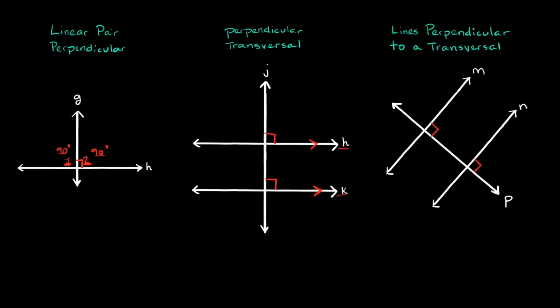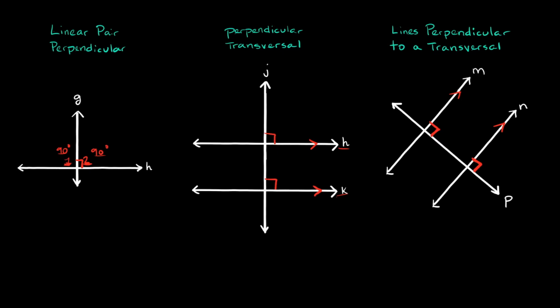Okay, now this last case is kind of the opposite of this last case right here, okay? So if you have two lines, so lines M and N right here, that are perpendicular to this exact same line right here, this transversal, line P, then you can assume that these two lines, M and N, are parallel, okay? And again, you can make that assumption because they are both hitting this transversal, line P, at the exact same angle. And this one is known as the lines perpendicular to a transversal theorem, right?